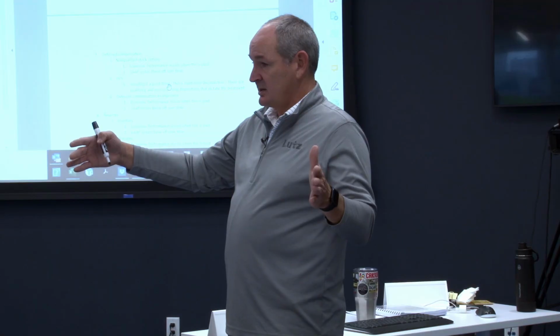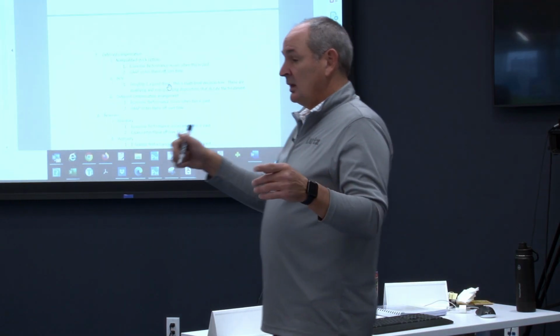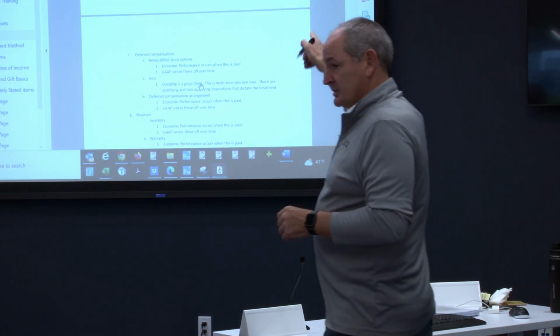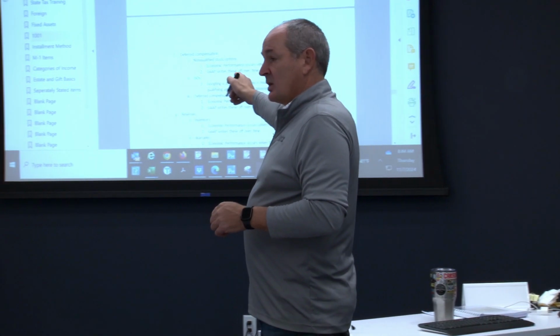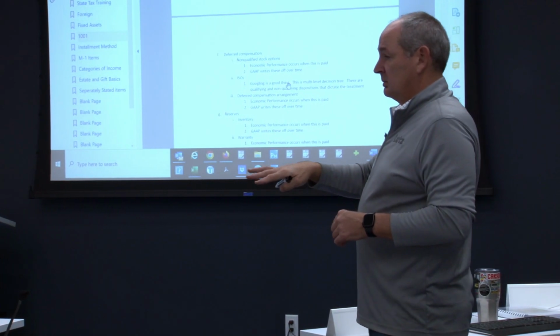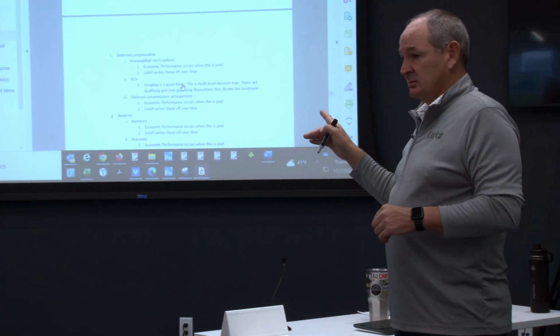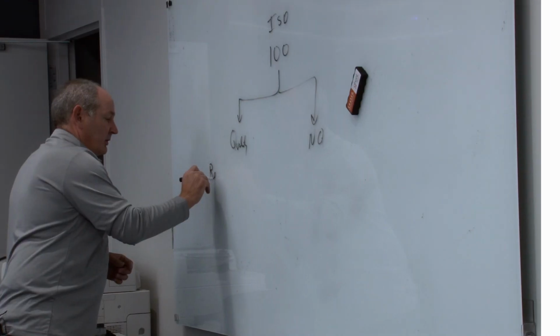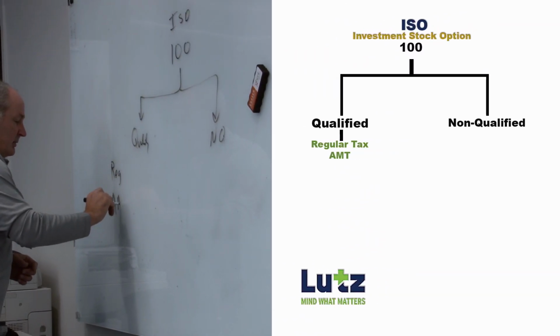If you exercise or dispose of that ISO within that 2-year window, I think from grant to date of exercise, then it's non-qualified. So non-qualified is exactly what we just talked about for options. So a non-qualified ISO exercise has the same tax impact that we just talked about for non-qualified options. Exactly the same. With a qualified, here's the thing. You have regular tax and you have AMT.